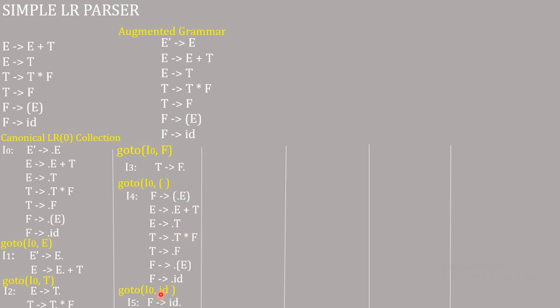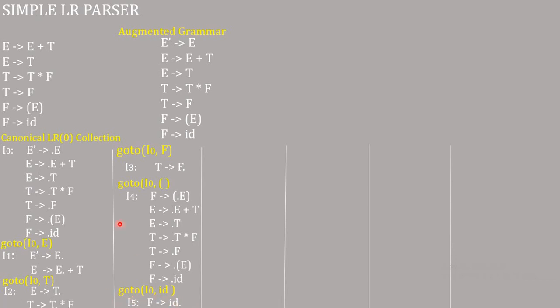Goto of I0 comma ID. When we implement this function, the dot symbol will be moved from this position to after ID. So F tends to ID dot, and this item set we can call I5.